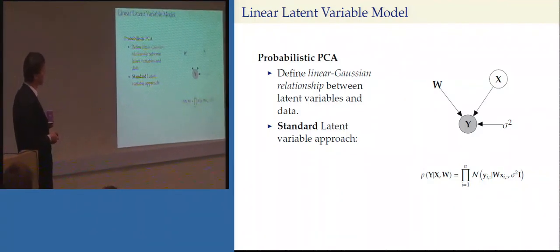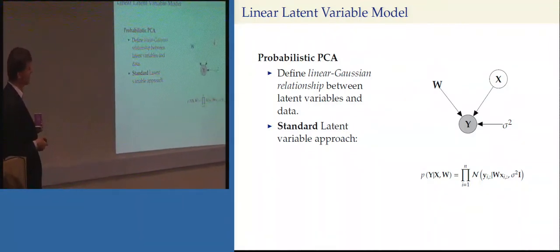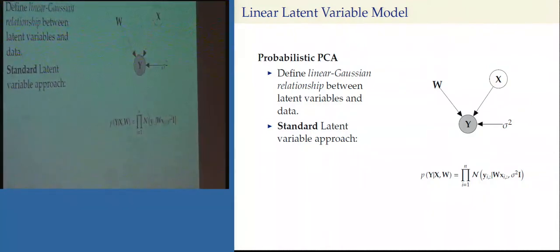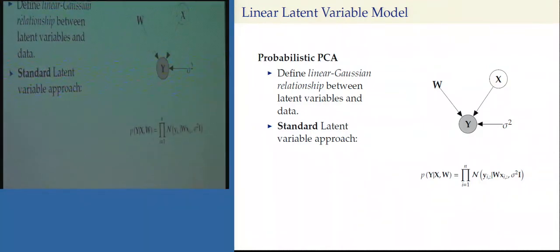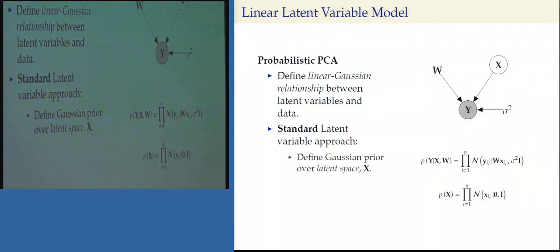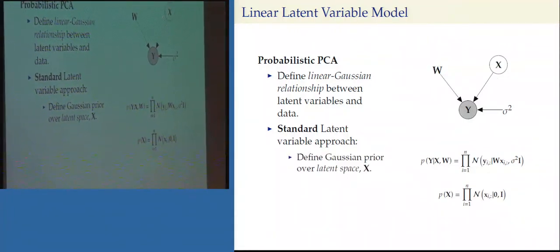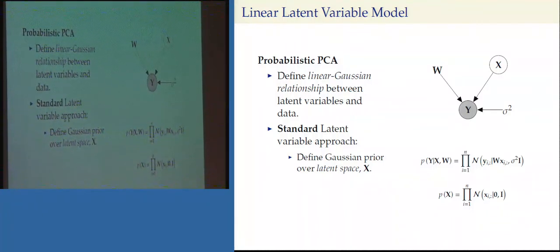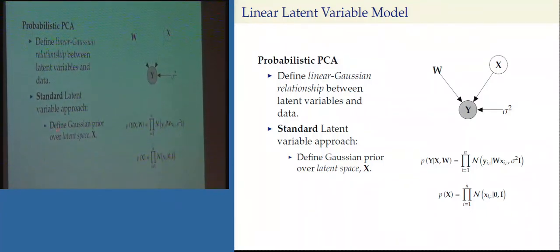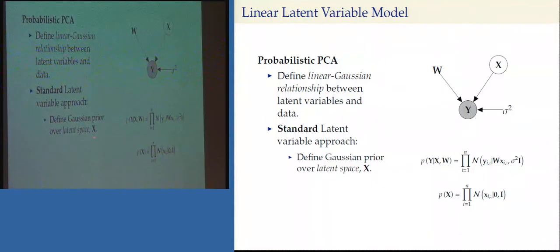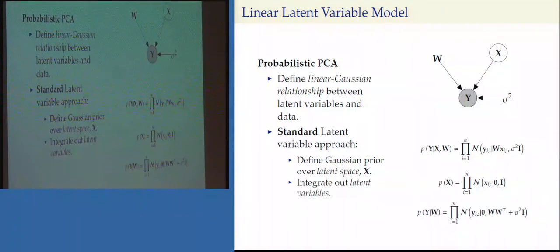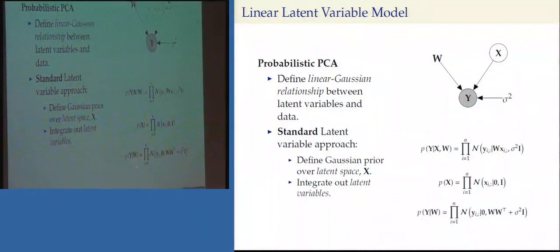So in the standard latent variable approach, you deal with the fact that these x's are missing, you don't get to observe them, in the obvious sort of way. And I think there's no controversy about this amongst frequentists and Bayesians, because there's no issue of that being a parameter. That's considered a variable. You define a Gaussian prior over that space x. And that gives you a marginal likelihood of this form.